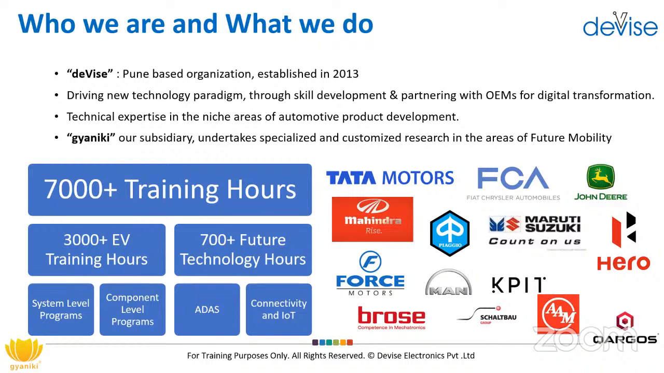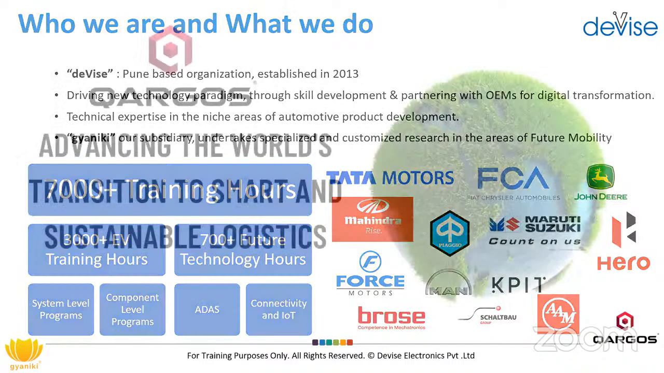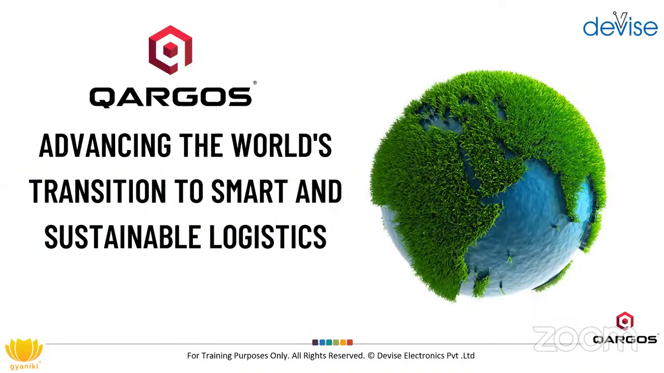Alok, it's over to you. Yeah, we are also one of the customers of Device. So Quargos is in stealth mode. There is no information available on the internet as of now, because the kind of product that we are working on demands a lot of secrecy of development. As we explained, we are advancing the world's transition to smart and sustainable logistics.